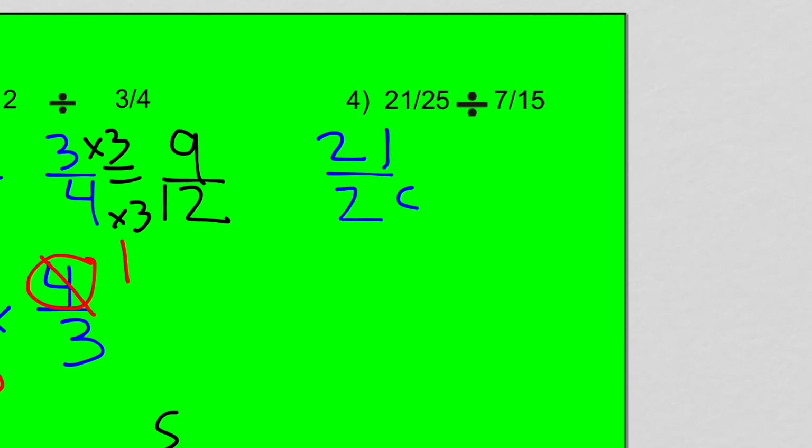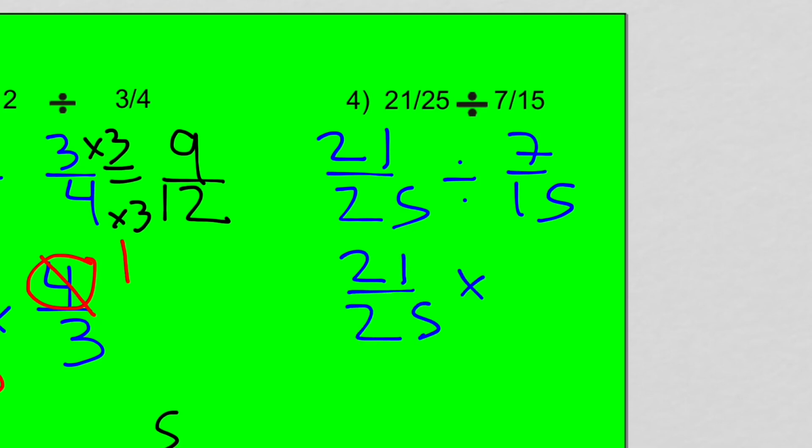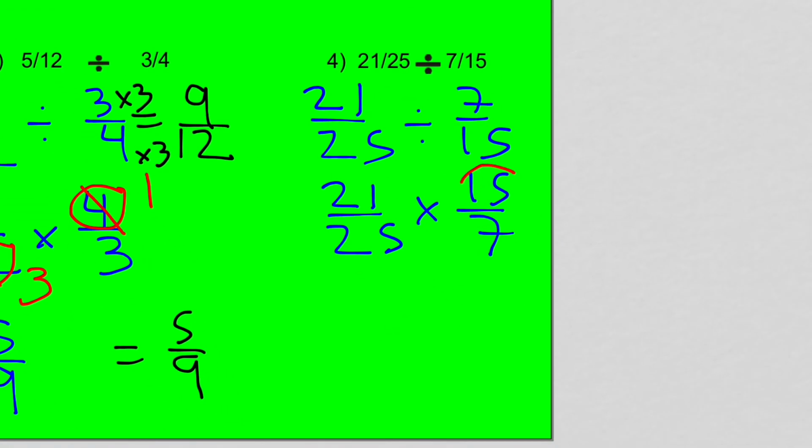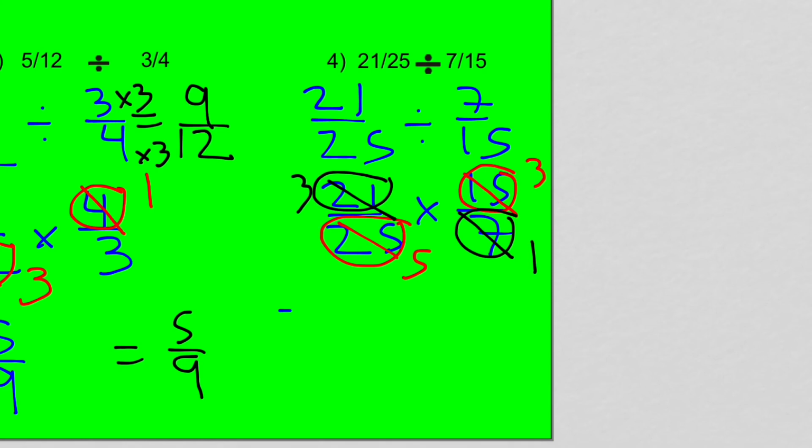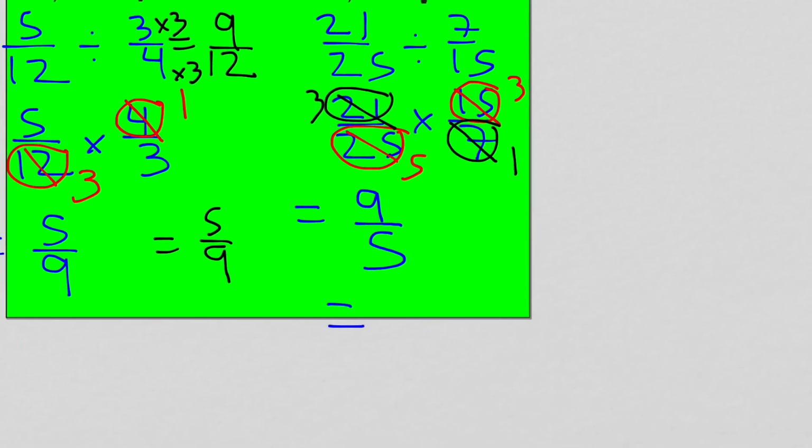21 over 25, divide by 7 over 15. I'm going to do keep, change, flip. And the good thing about keep, change, flip is now I can simplify and get smaller numbers. 15 and 25. 15 divided by 5 is 3. 25 divided by 5 is 5. 21 and 7. 7 divided by 7 is 1. 21 divided by 7 is 3. We're left with 3 times 3 is 9, and 5 times 1 is 5. 5 goes into 9 one time, remainder 4 out of 5.